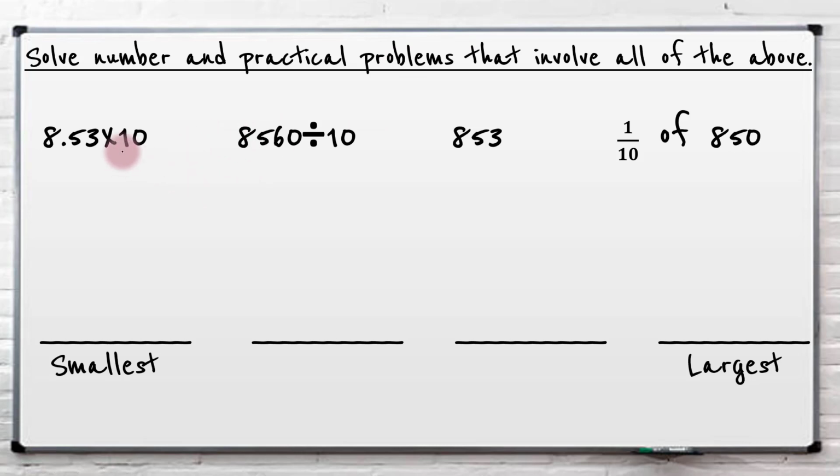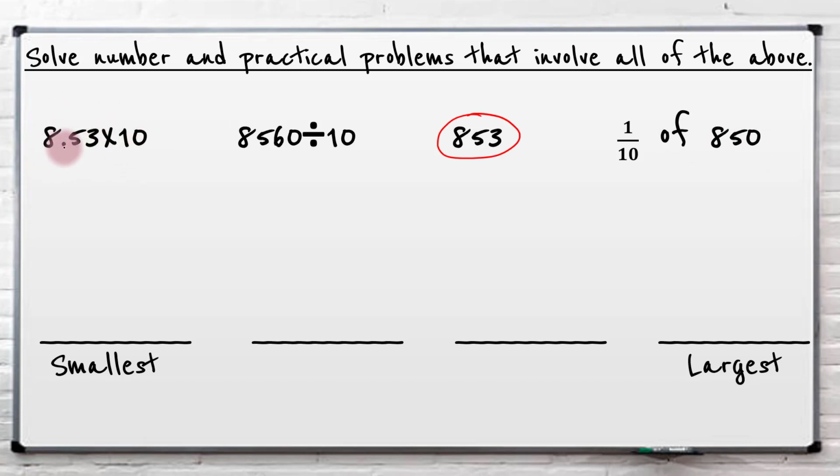So we've got to order these numbers from smallest to biggest. Now, there's some different symbols that we need to negotiate before we're actually going to do this. So if you look here, we've got 8.53 times 10, 8,560 divided by 10, 853, and then 1/10 of 850. So we need to actually do the calculation here.